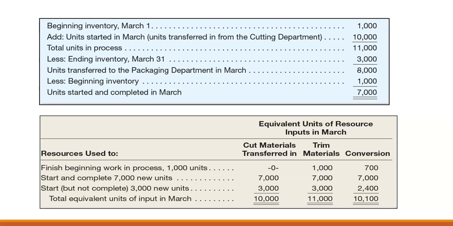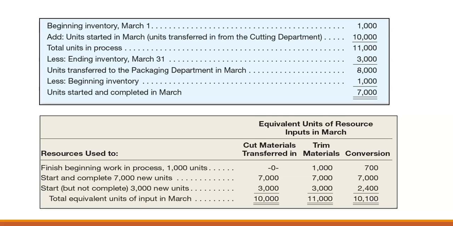However, they still needed step 2, which was the trim materials, and part of step 3. Remember, they were 30% complete. So we take 1,000 times 30% and we subtract that from the conversion. We only had 700 left to complete in our equivalent units because only 70% of the work needed to be finished. The same thing happens then with our work in process inventory.